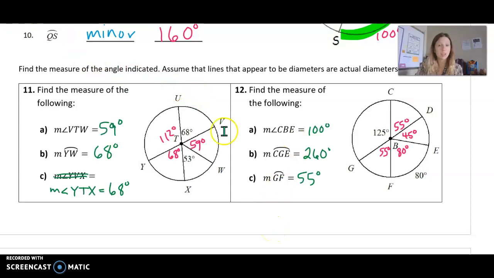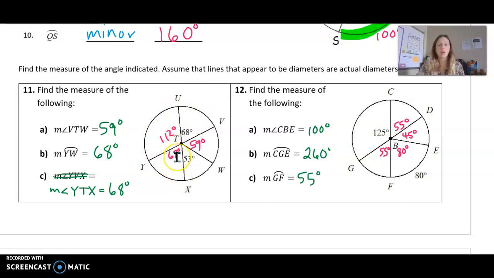Hey, welcome back. Check your work to see that your angles are correct. There was a small error on letter C on number 11 because the middle letter should have been T because it was a central angle, YTX. I was talking about this angle right here, which is 68.